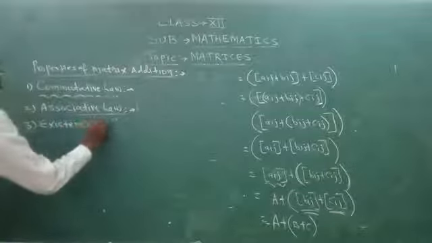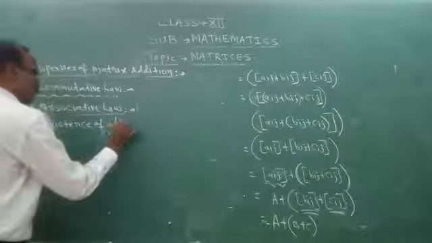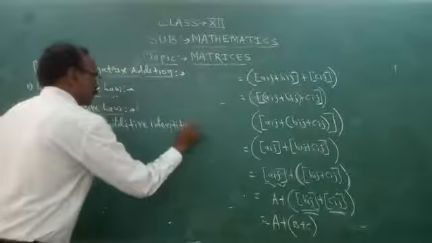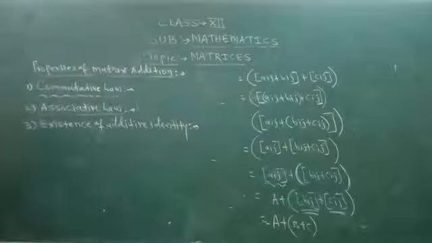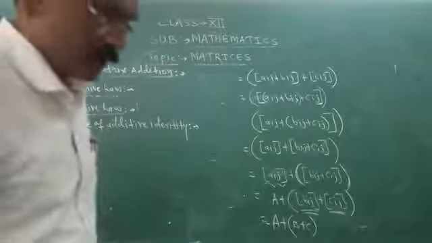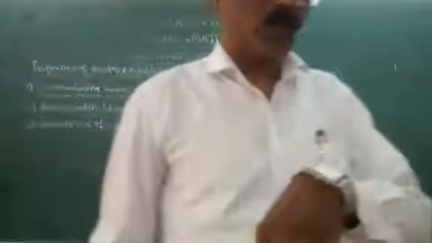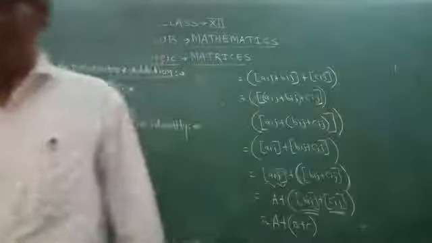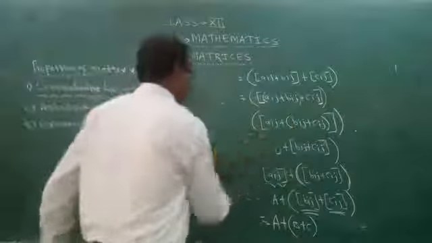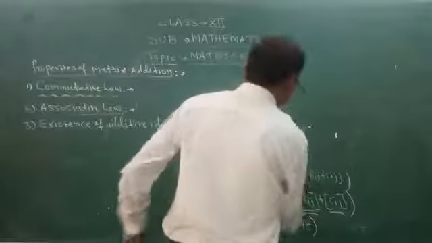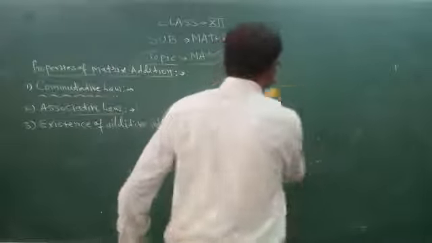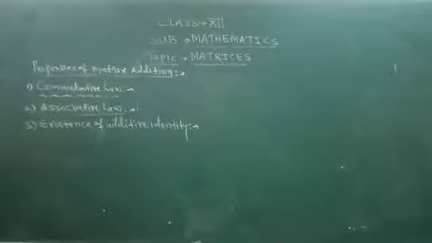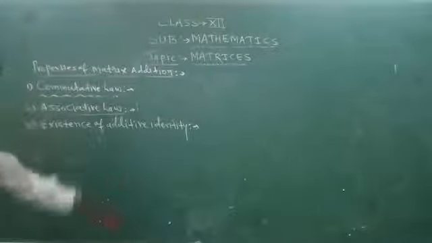Existence of additive identity. We know that if we add 2 plus 0, or 0 plus 2, it gives 2. So 0 is called the additive identity element for the numbers, because 2 plus 0 gives me again 2. So here, existence of additive identity.